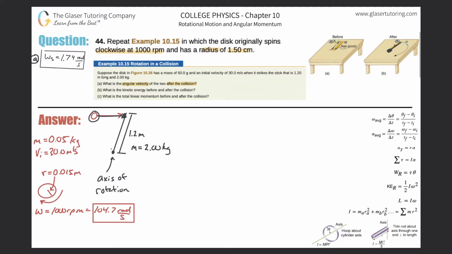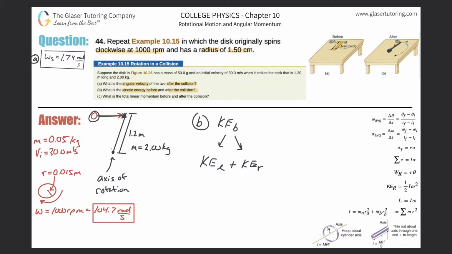So letter B, what is the kinetic energy before and after the collision? All right, so in terms of the kinetic energy before, there's going to be two components, right? You have this disk traveling linearly, so it has a linear kinetic energy, and the disk itself is also rotating, and therefore you have a rotational kinetic energy. So the total of the kinetic energy before will be the linear kinetic energy plus then the rotational kinetic energy.